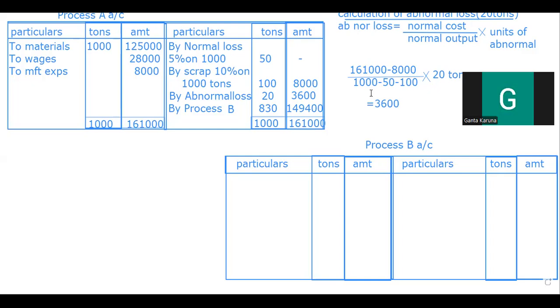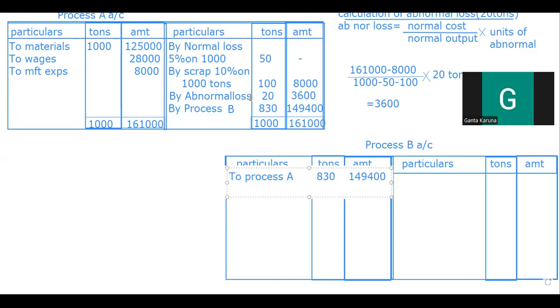Now let's begin with the process B account. Here I'm starting with what I have transferred from process A. I've started with 830 units. So from process A, I'm getting it in full. I'm going to call it process A. How many units? 830. And what was the price we got? 1,49,400.